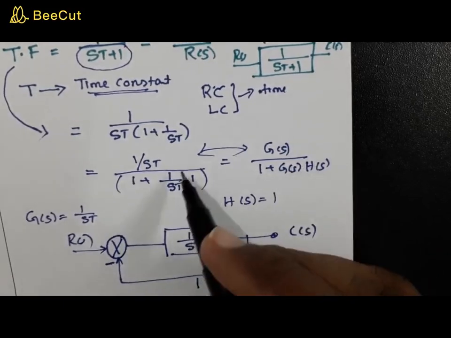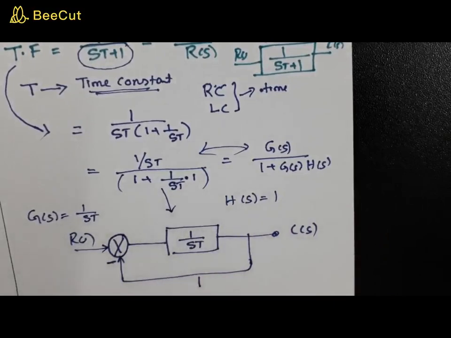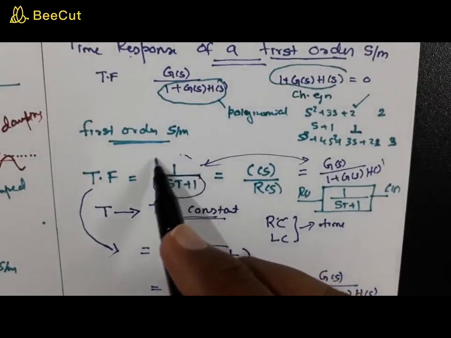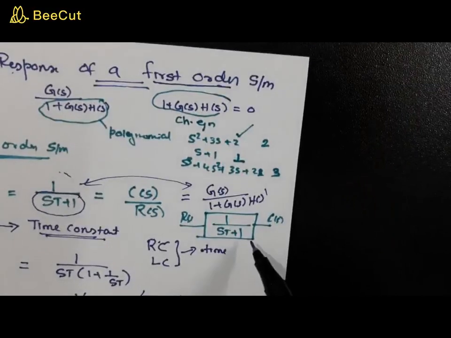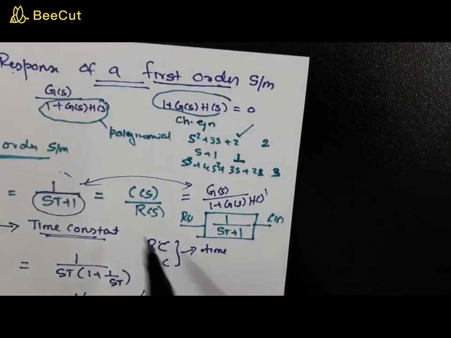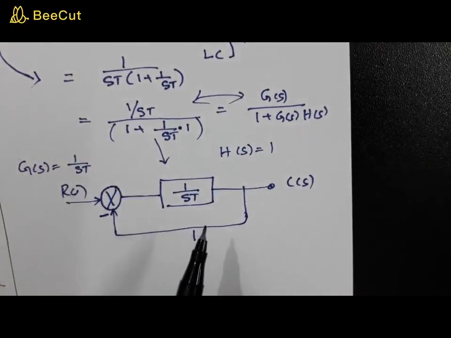So from this you can convert this into the block diagram. So this is actually a block diagram of what? Of a first order system whose transfer function is given by 1 by sT plus 1. So it is not an open loop system. You can consider this as a closed loop system, and that too a unity feedback control system.